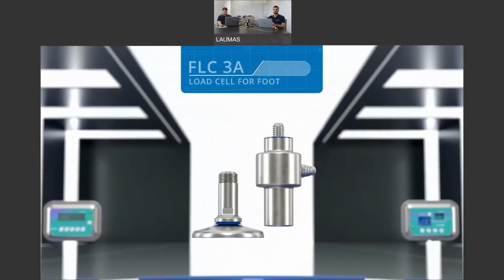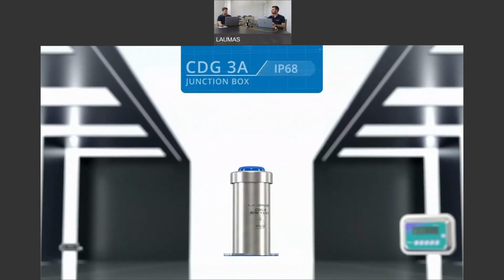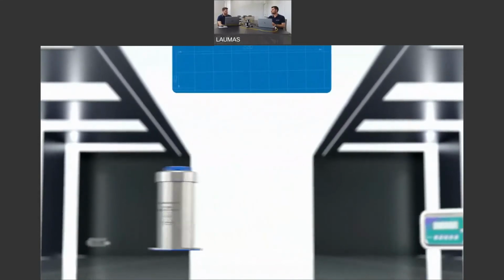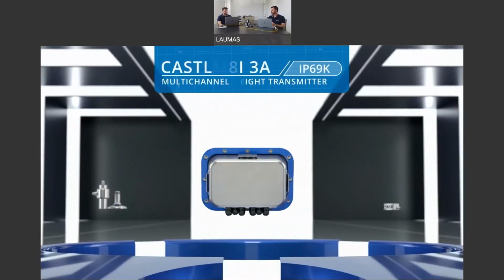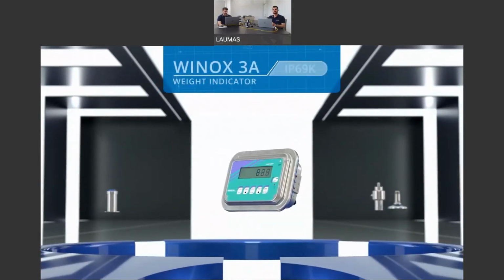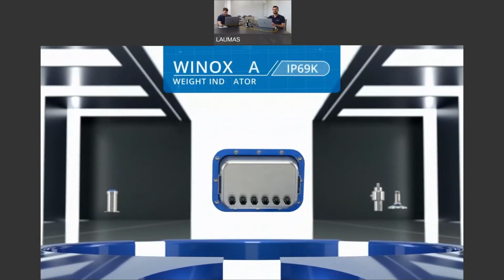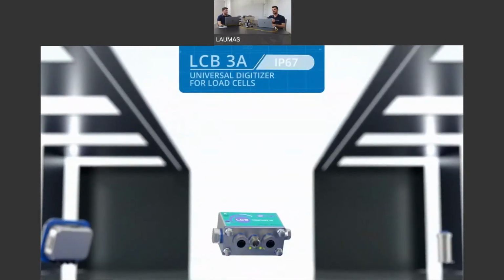With the components of the new 3A range, it is possible to create a completely hygienic weighing system. Each has a protection rating of between IP67 and IP69K. This ensures maximum protection from the ingress of dust and other solid particles. It also provides high protection against liquid penetration, both due to temporary immersion and in the case of steam or pressure cleaning.